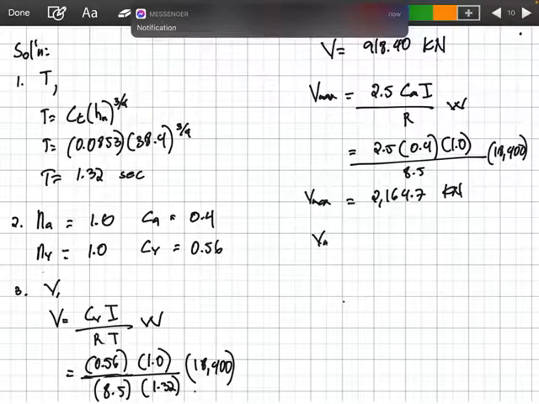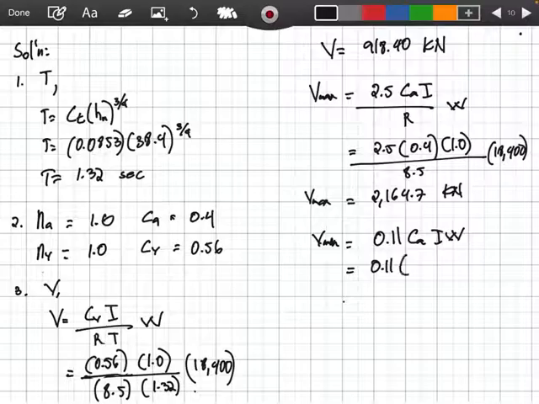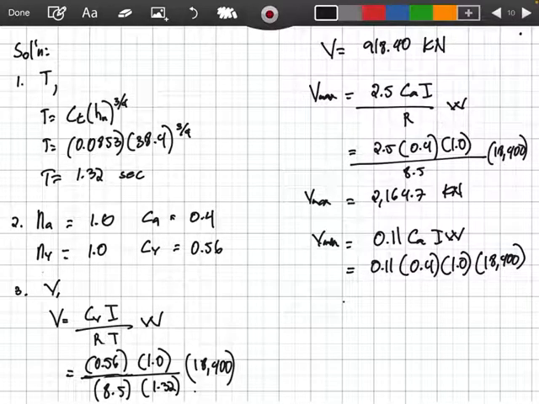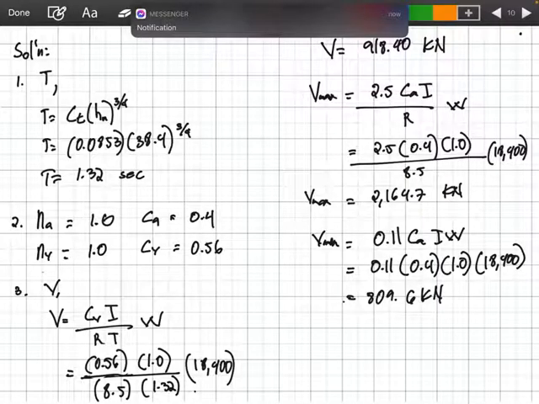And then, we have the V minimum. So, sa V minimum, we have two equations. Meron tayong general equation, tapos meron tayong equation para sa nasa seismic zone 4. So, the base shear should not be less than 0.11 CaIW. So, substitute lang natin yan. 0.11, Ca would be 0.4, I would be 1.0, and 18,400. So, ito yung minimum. 0.11 times 0.4 times 1 times 18,400 is 809.6 kilonewton.